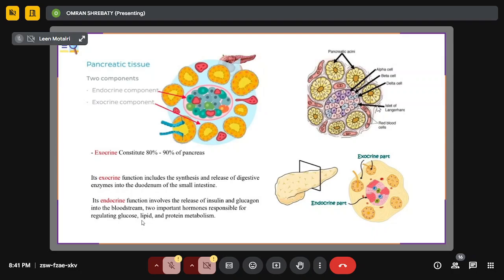We already explained the main pancreatic duct and the accessory duct. Those two are for the exocrine function. For what? For the digestive enzymes. While insulin and glucagon go directly into the bloodstream. Two important hormones responsible for what? For regulating our glucose, as we said, and lipid and protein metabolism.